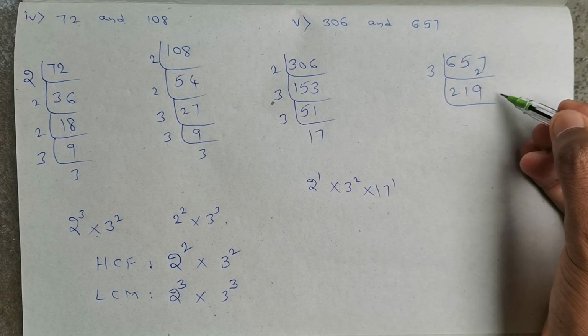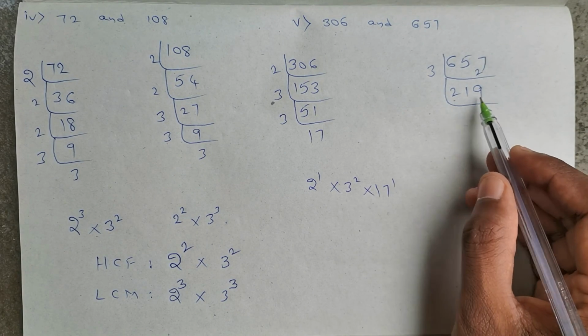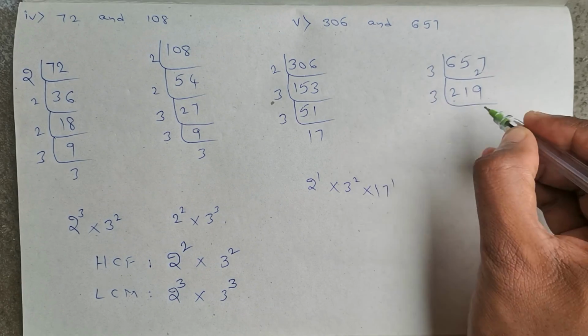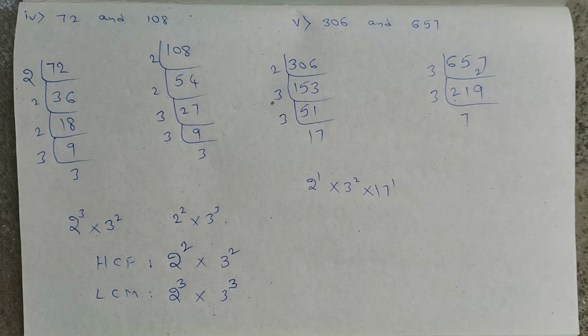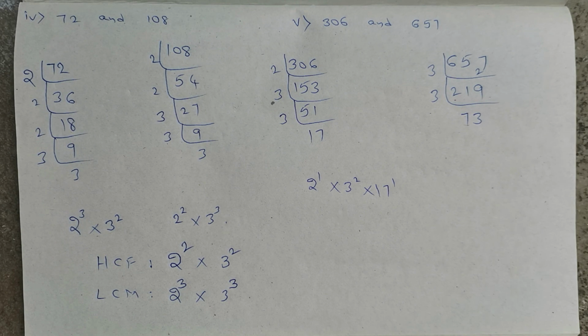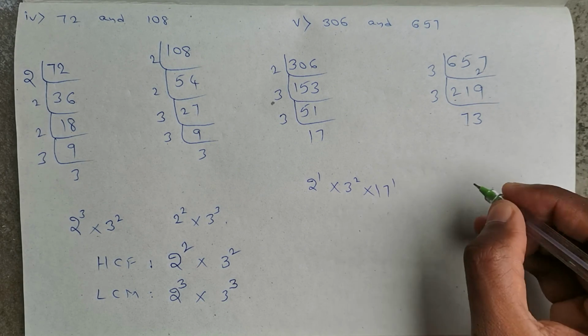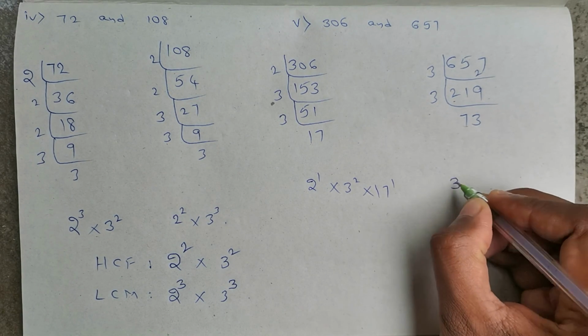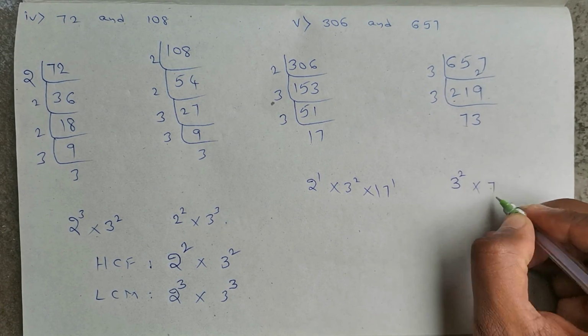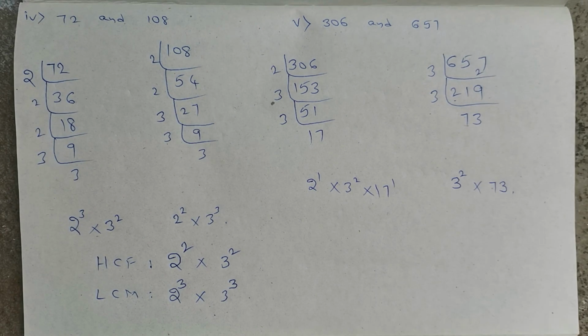Next again, last digit is 9. It won't come in two table. 2 plus 1 is 3, 3 plus 9 is 12. It will come in 3 table. 3 7s are 21. 3 3s are 9. And here 73 is a prime number, so no need to simplify it further. So 657 is equal to 3 square into 73.